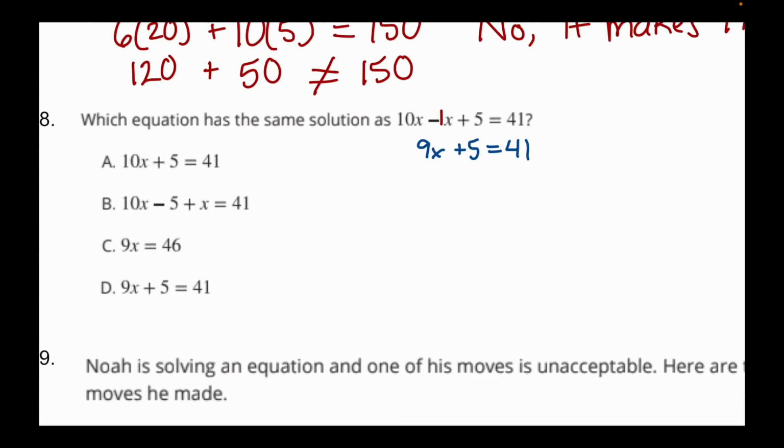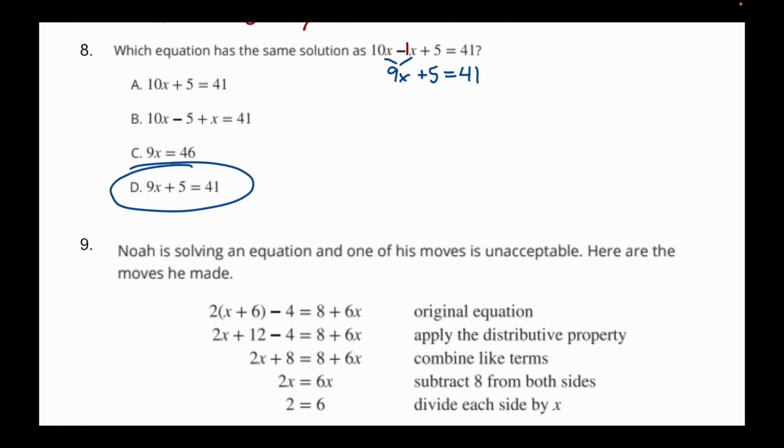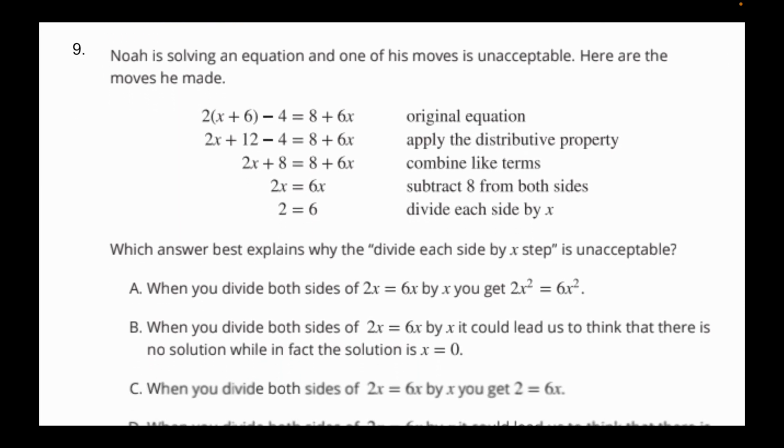So let's check. Is that one of our answers? 9x plus 5 equals 41. It absolutely is. That's D. And since this says which equation, that means there's only one answer. But we got that 9x by combining these two terms here and leaving everything else alone. That one was surprisingly nice and short.